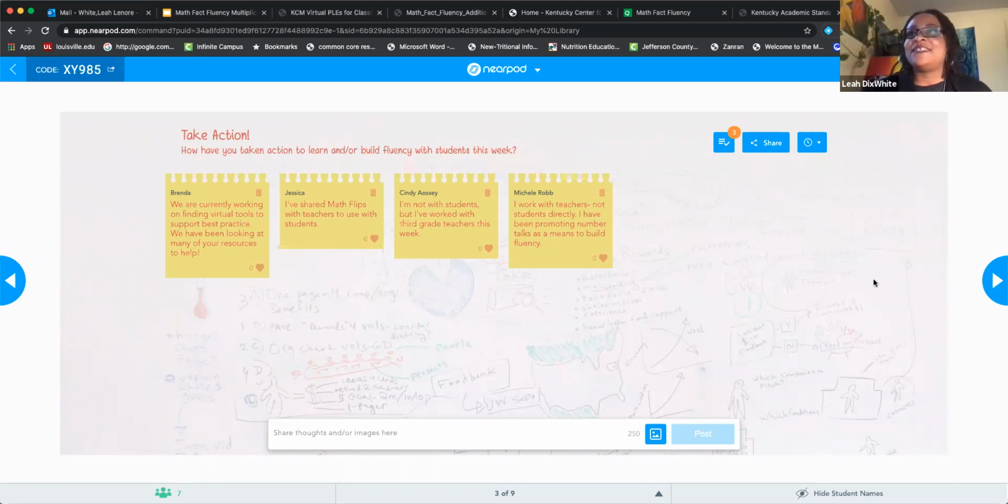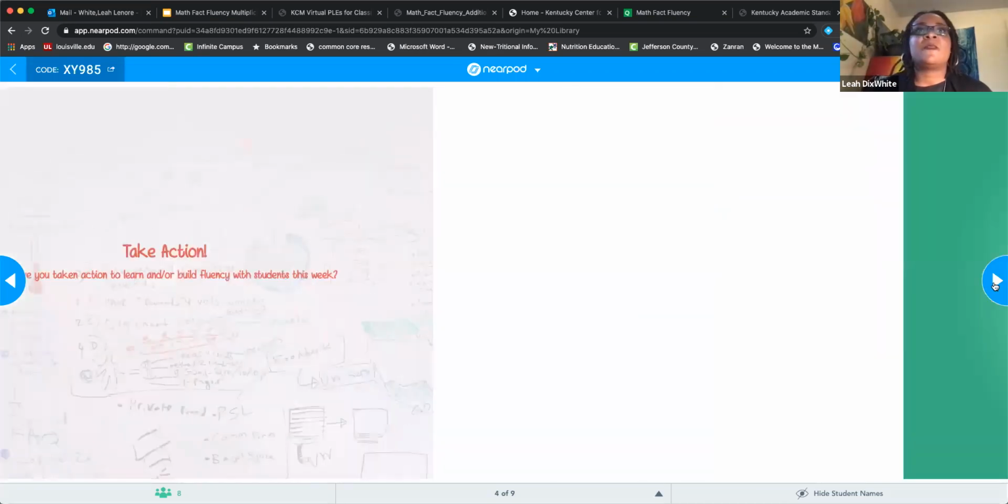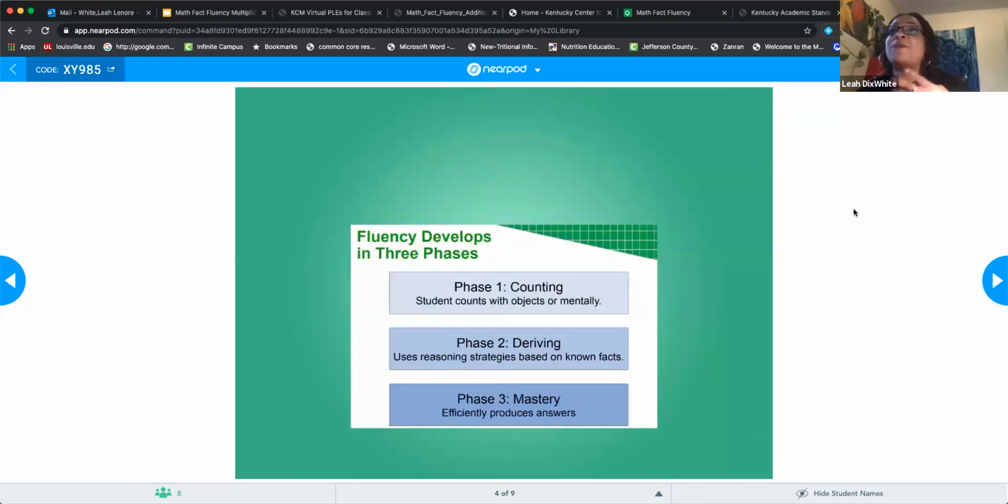Great. All right. Okay, so if we're talking about fluency, it develops in 3 phases. And so the text talks about this: counting objects mentally, and then phase 2, derived facts, that big chunk that takes place in 3rd and 4th grade with multiplication, and using those foundational facts to build and to practice those derived facts. And then phase 3, mastery. And so you can read more about those in the text.